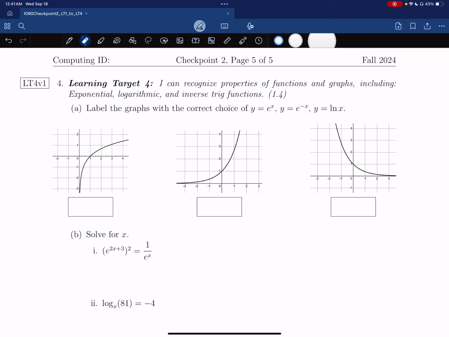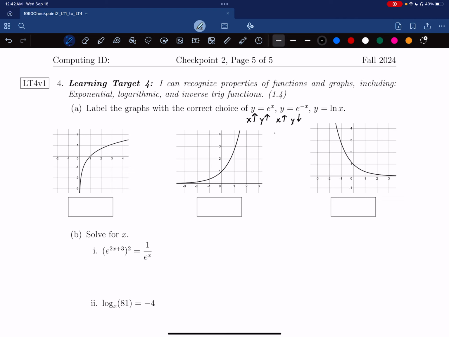So the first question is asking us to label graphs with the correct choice given three equations. So the first step for this one will be determining whether they're increasing or decreasing. And we can determine this by plugging or just thinking about plugging in a value for x. So as x increases for this first one, we should expect y to increase as well, since it's like a positive exponent. Similarly, for the second one, as x increases, we should expect y to decrease.